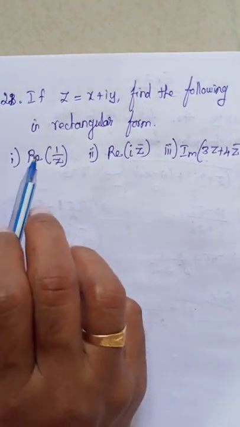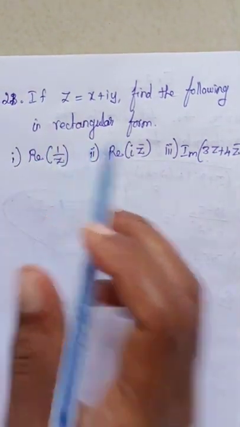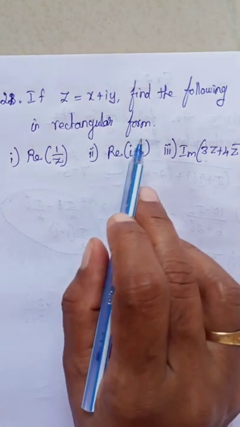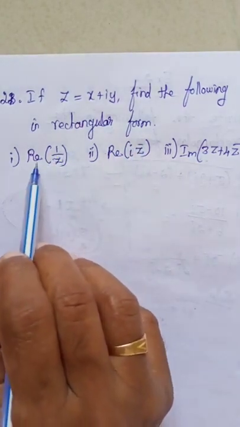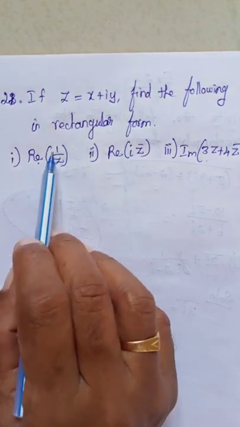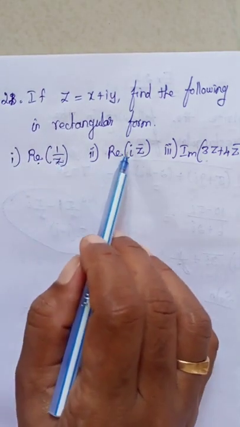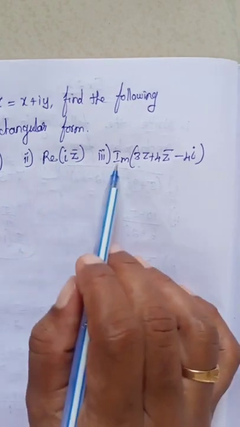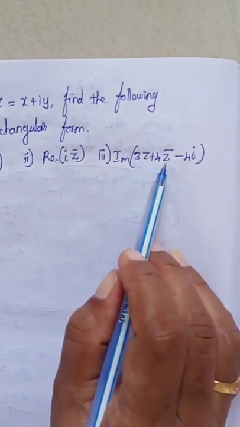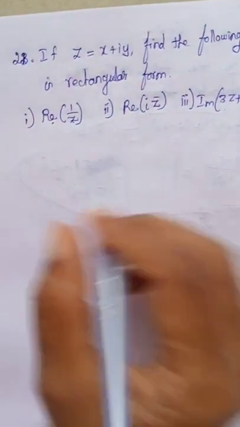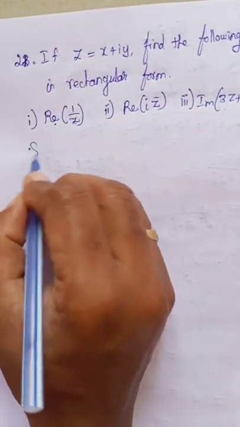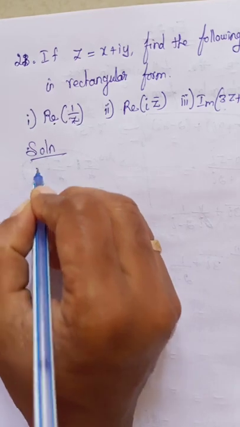The second problem: if z is equal to x plus iy, find the following in rectangular form. First, the real part of 1 by z, then the real part of i into z bar, then the imaginary part of 3z plus 4z bar minus 4i. Shall we find it out? See, the solution for subdivision 1.